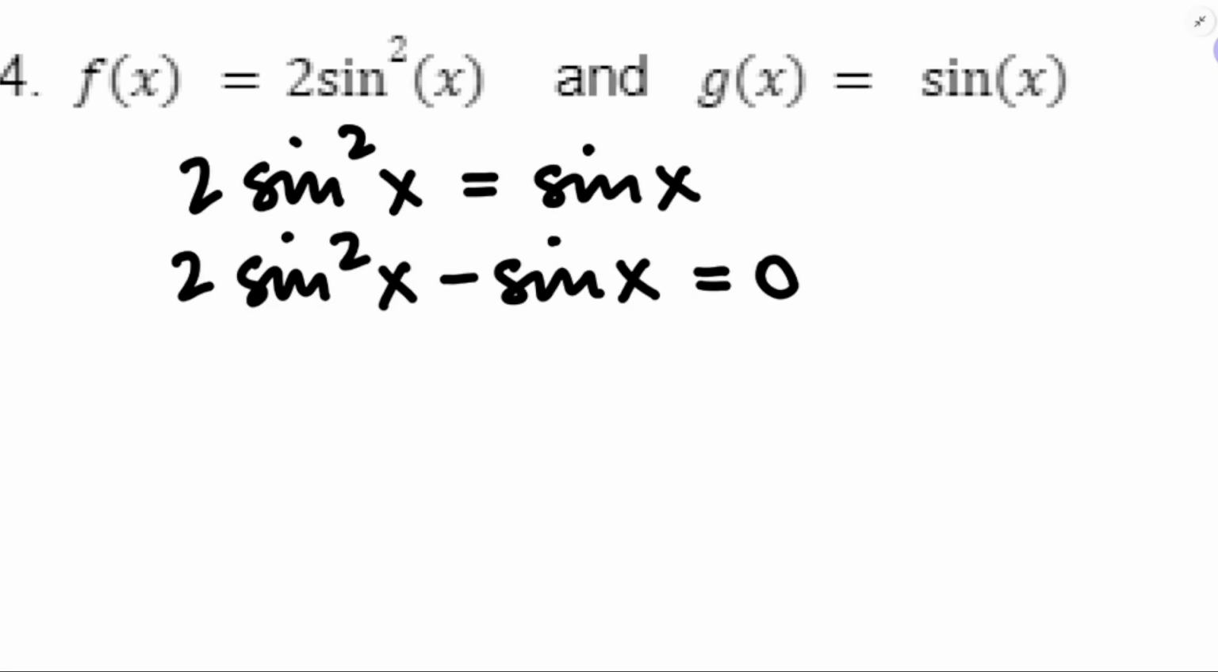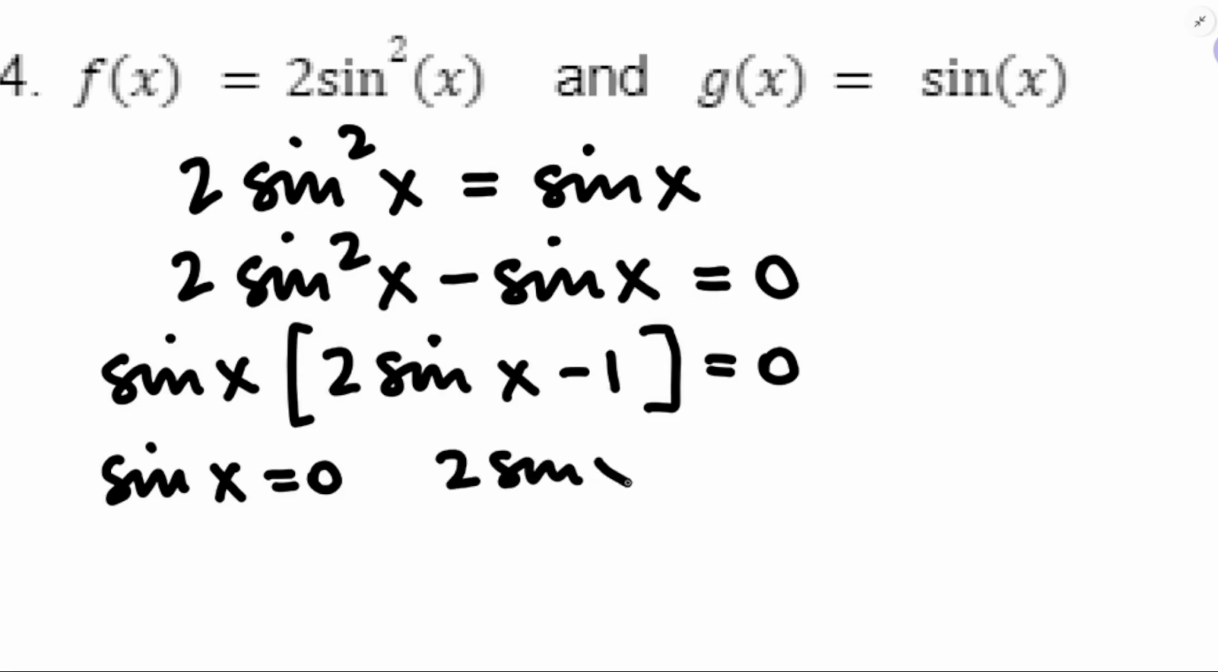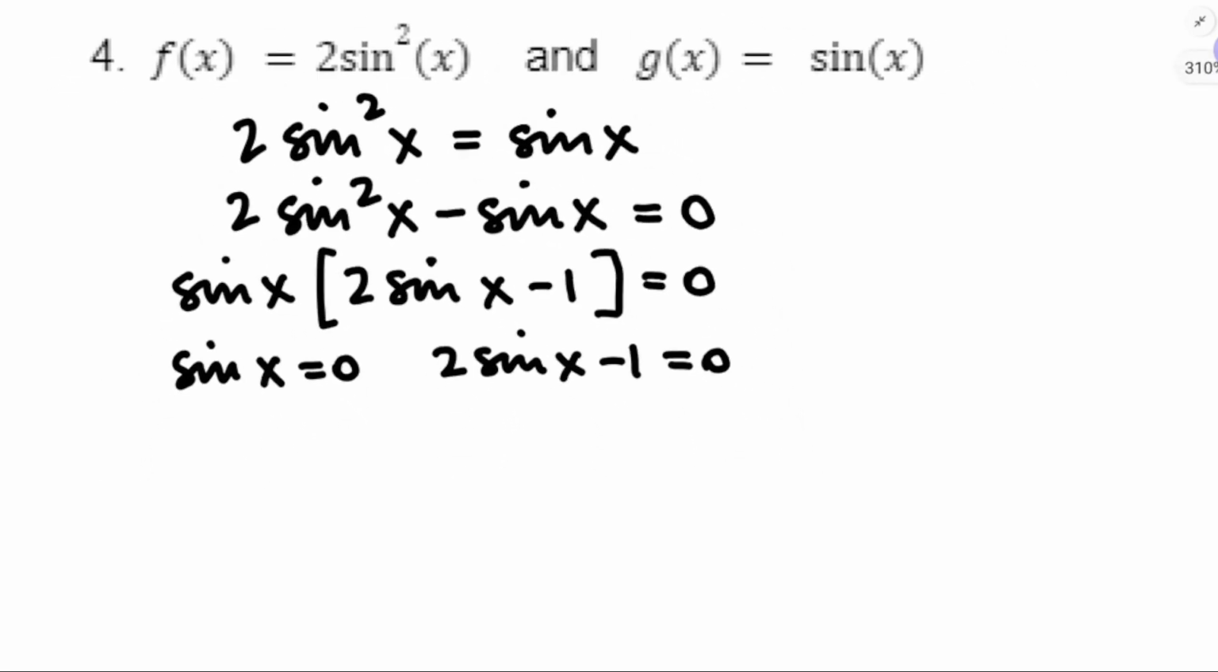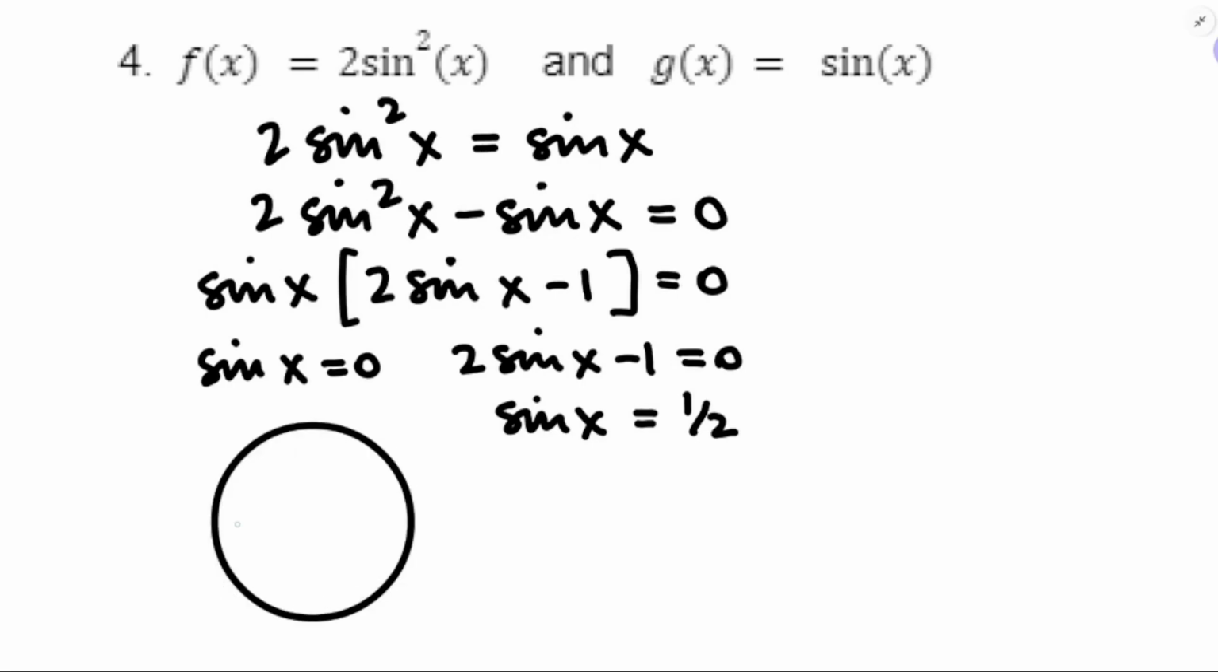So I'm going to factor out 1 power of sine x, and I'll be left with 2 sine x minus 1. See, we really like these ones where it equals a half, it looks like. So either sine x equals 0 or 2 sine x minus 1 equals 0. And that would be where sine x equals 1 divided by 2. All right, first, sine x equaling 0.